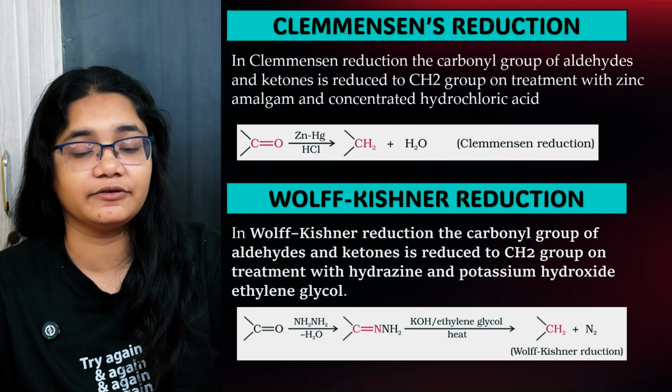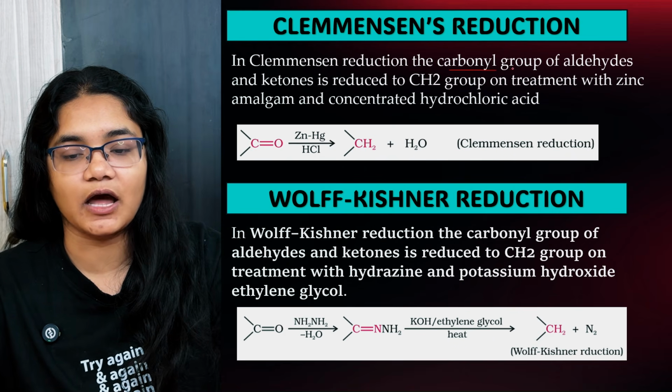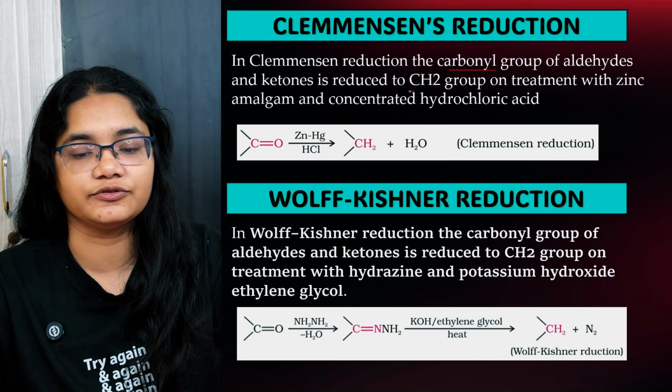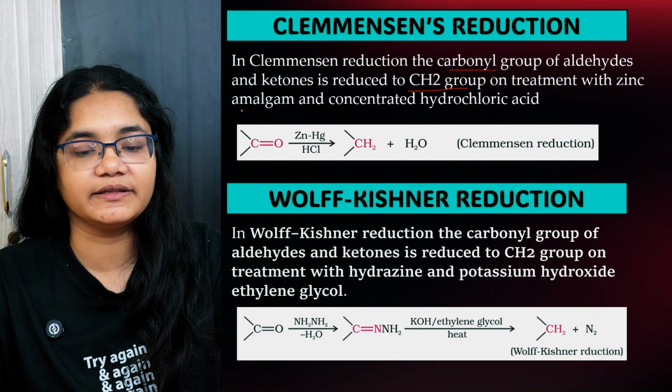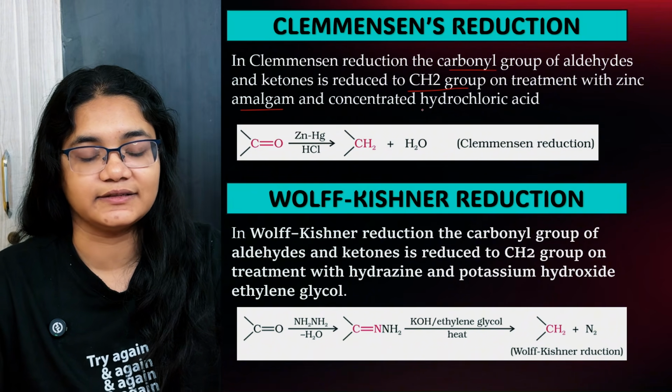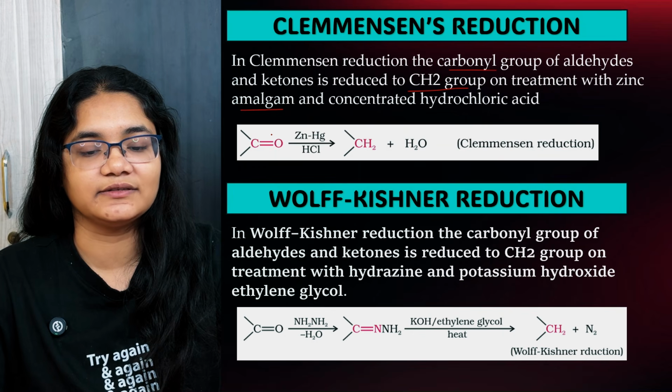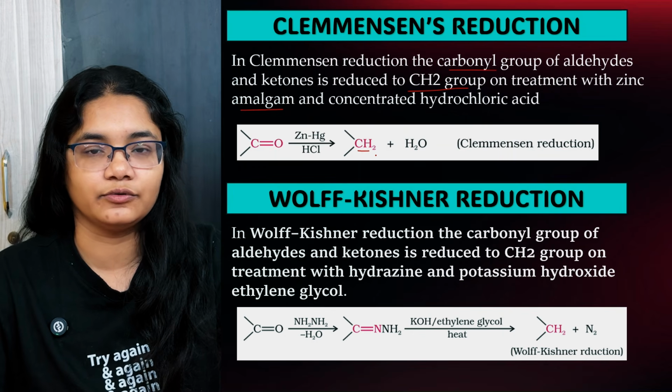Next, we have Clemmensen reduction. So in Clemmensen reduction, the carbonyl group of aldehydes and ketones is converted to a CH2 group on treatment with zinc amalgam and concentrated HCl. So Zn-Hg with HCl will react with this one, and we have CH2 group attached here.